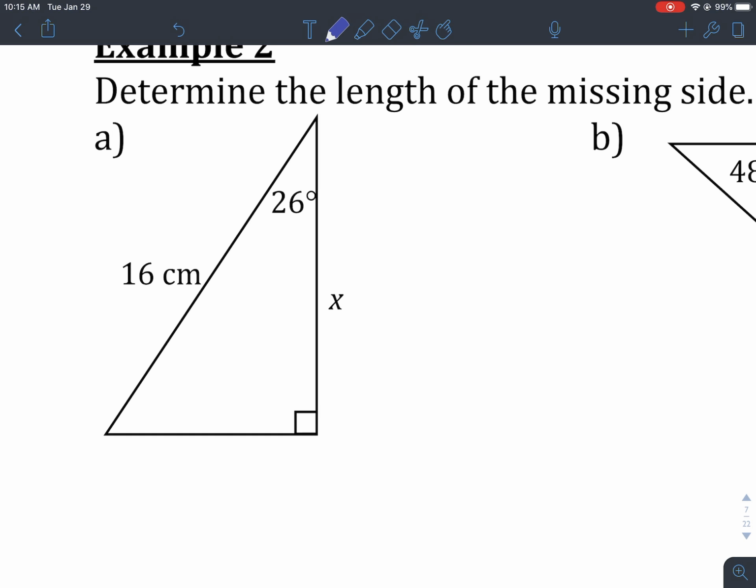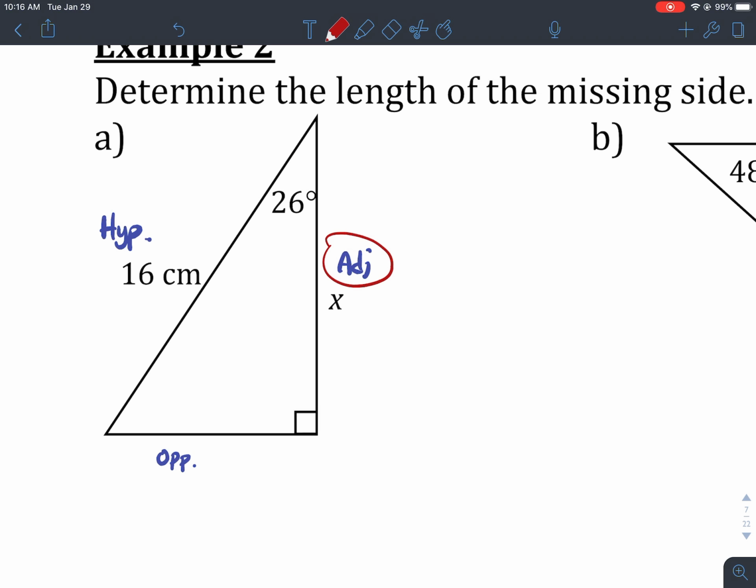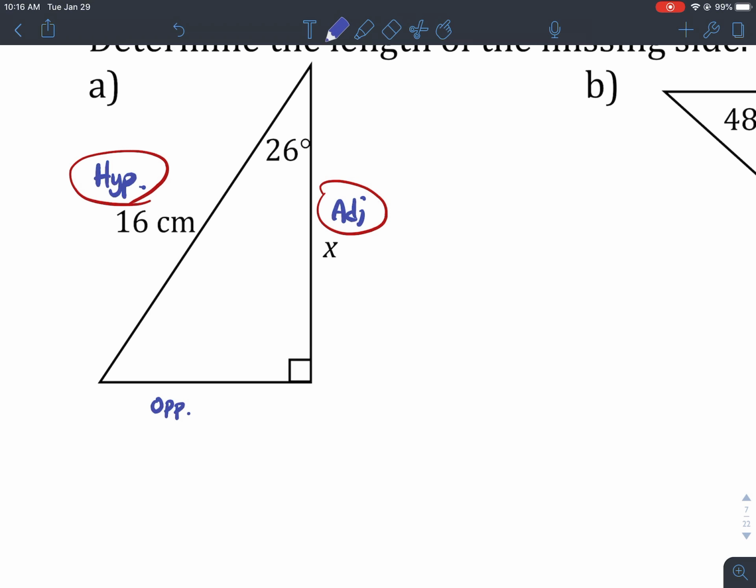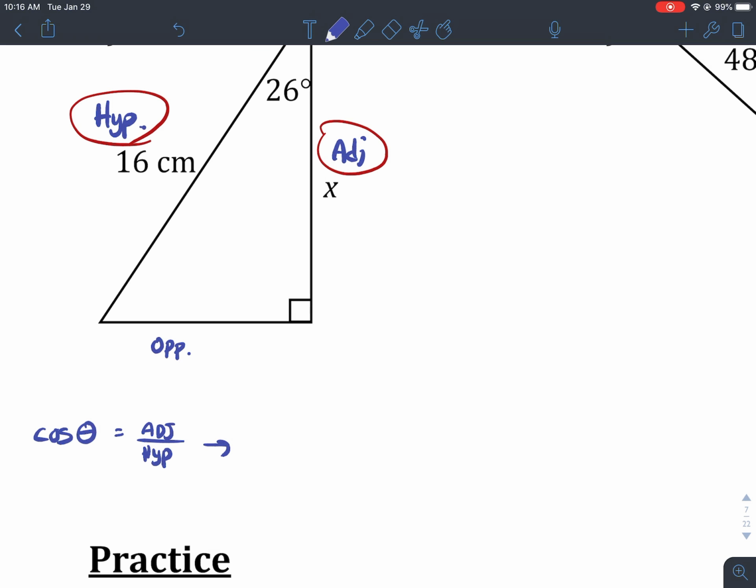So for this very first one, we're going to label this triangle first. I have an angle of 26 degrees. My hypotenuse is labeled for me, 16 centimeters. That's the side opposite the right angle, which means the side length denoted by x has to be my adjacent side. The one across from it is my opposite, which I don't really need in this case. So we're going to determine which ratio I have to use when I have an adjacent side and a hypotenuse. The only one that's going to work for us is what's called cosine. The cosine of some angle theta is equal to the adjacent side over the hypotenuse. I need three things I've got to put in there.